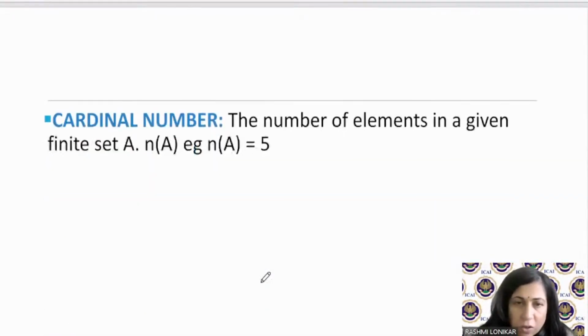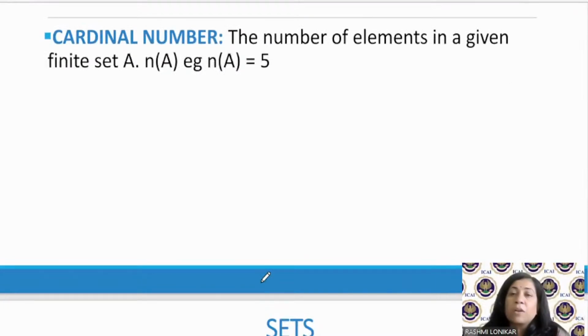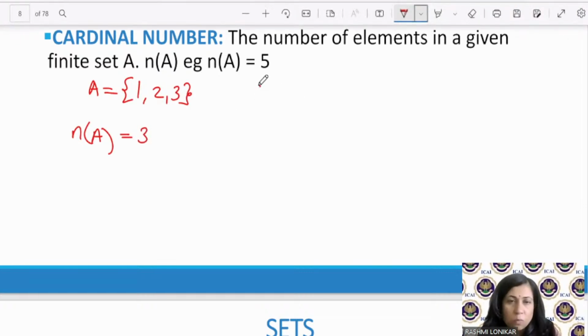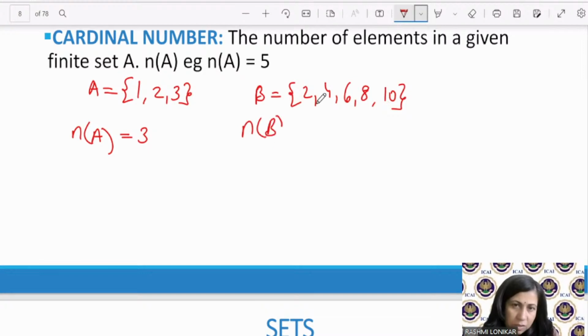Then we have the concept of cardinal number. The number of elements in a given finite set is known as the cardinal number. So if I have A equal to 1, 2, 3, then n(A), called the cardinal number, is equal to 3. What if B is equal to 2, 4, 6, 8, 10? Then n(B) is equal to 1, 2, 3, 4, 5. n(B) is equal to 5.